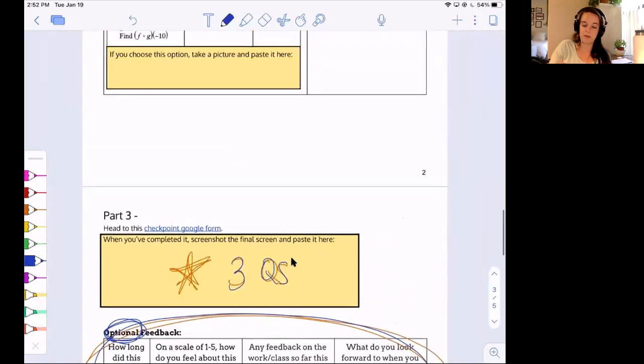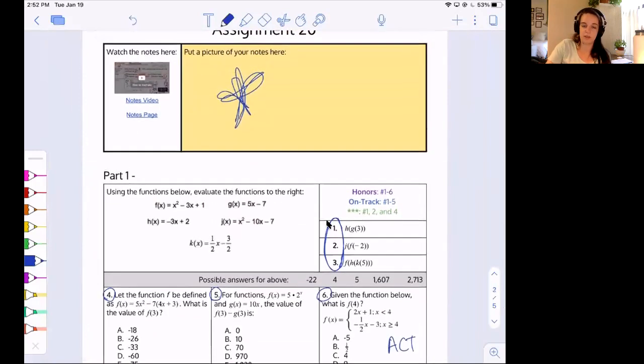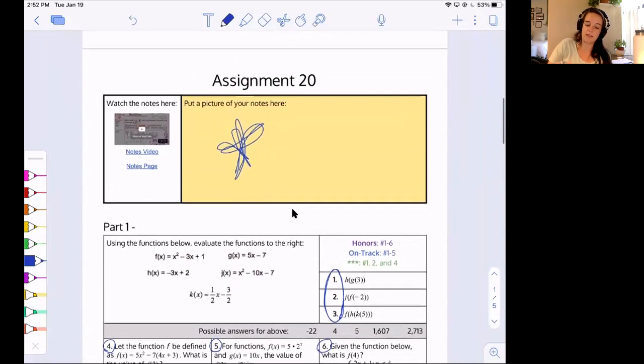I know a few of you really love that extra credit, so I want to give you that option here. So 3 parts. I know it looks like a lot of pages, but it's just because the functions took up a lot of room. It just looks like a lot, but it is not.